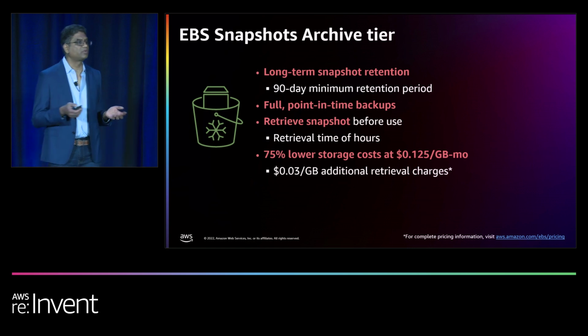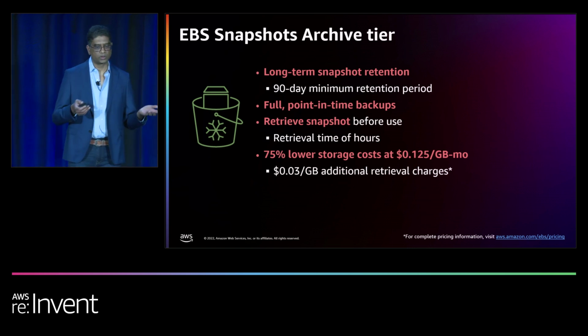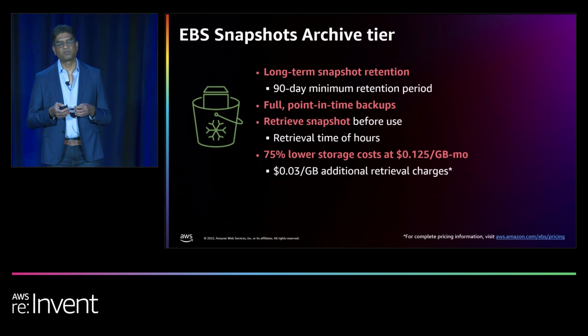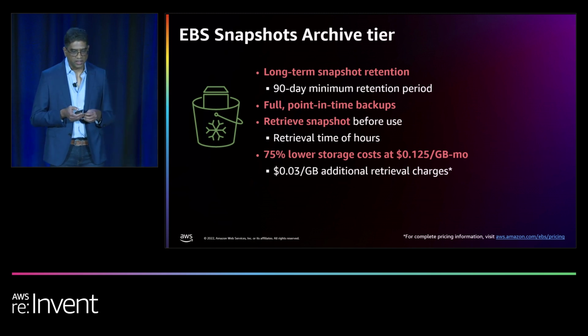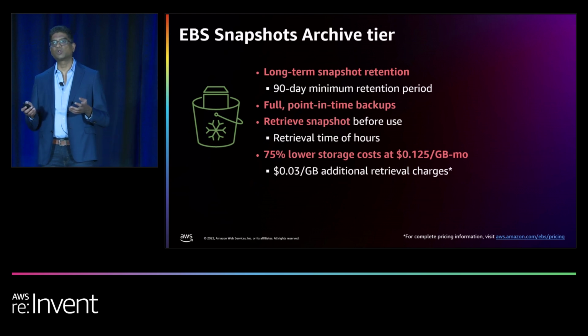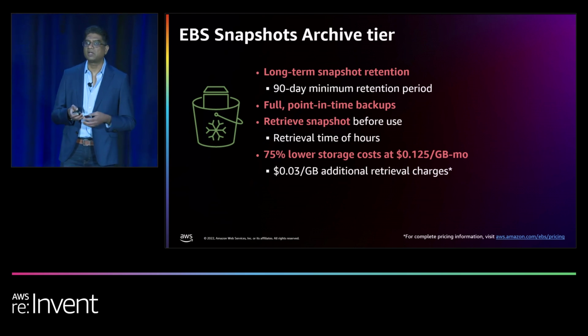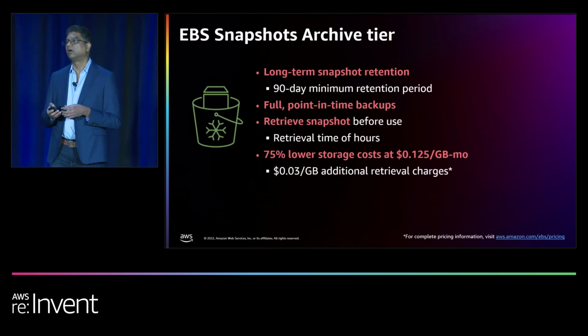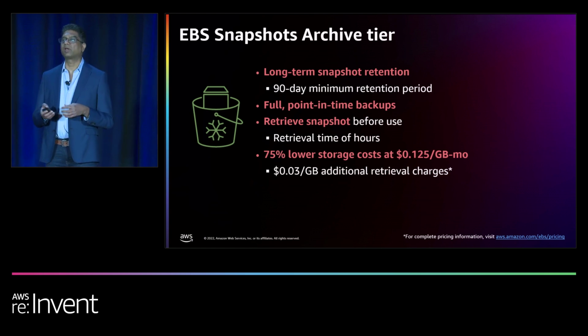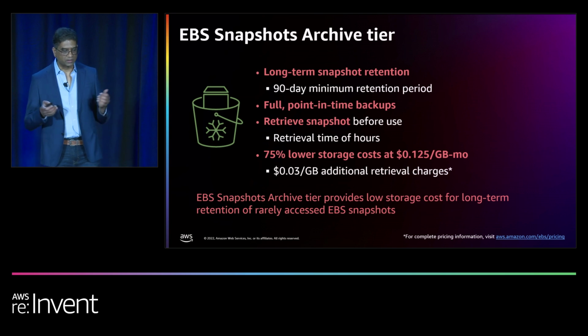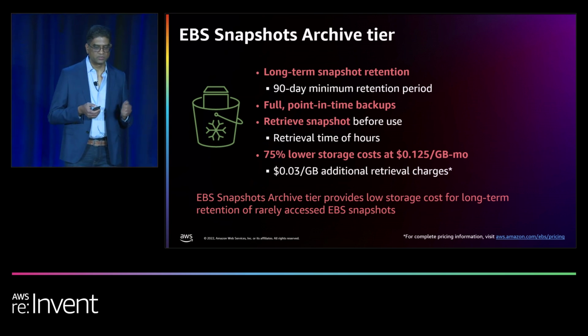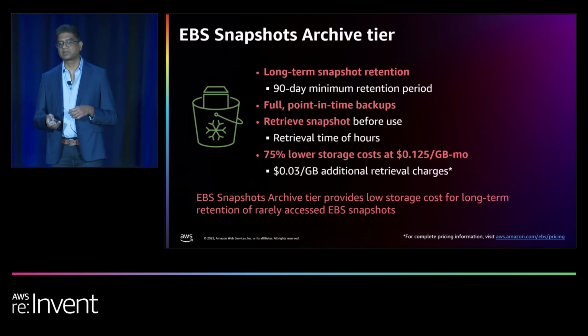Now, the biggest benefit of all is the lower cost. You essentially save 75% in storage costs by moving a snapshot into archive tier. But the trade-off that you will need to make is that you'll end up paying 3 cents per gig of retrieval charges if you do happen to retrieve that snapshot. So Snapshots Archive tier: low storage cost for long-term retention of your rarely accessed snapshots.